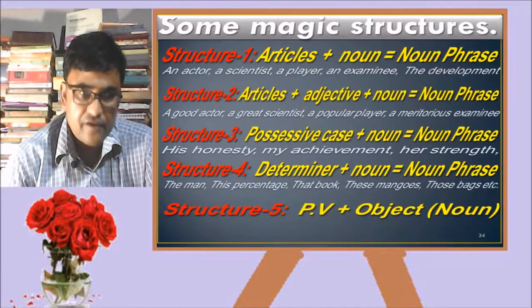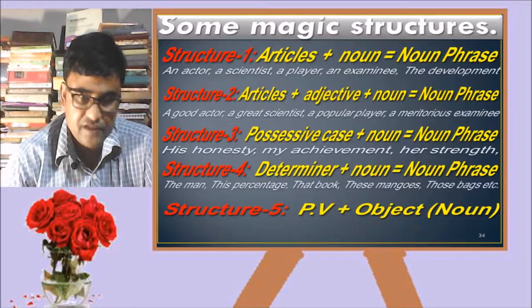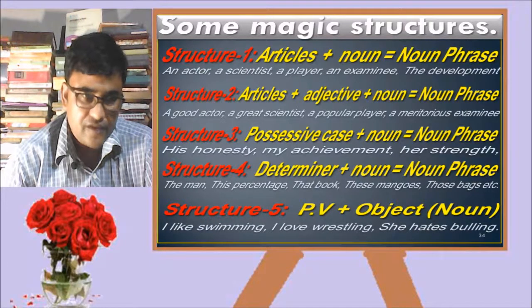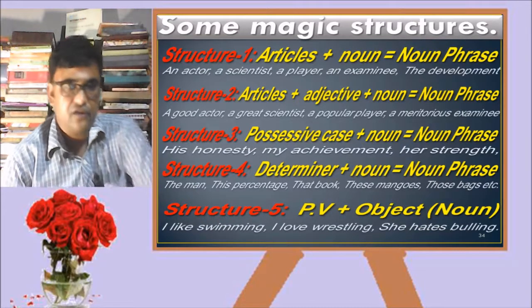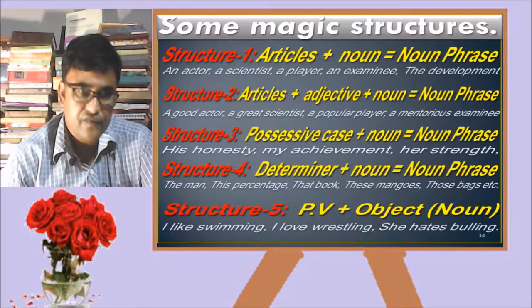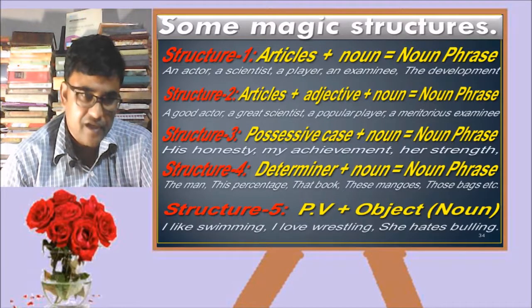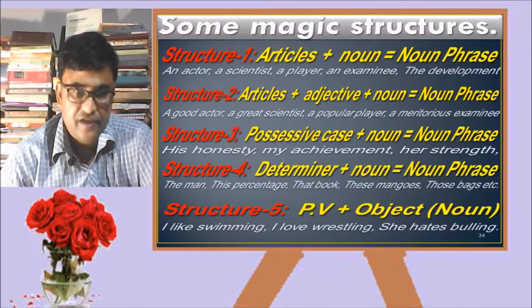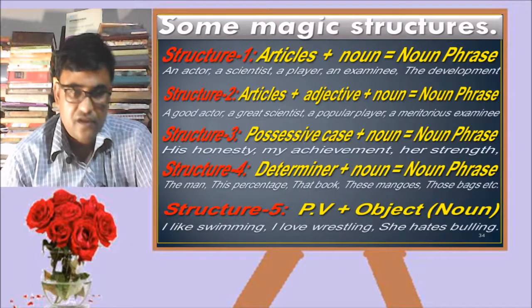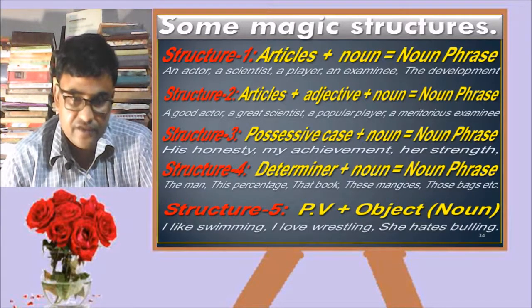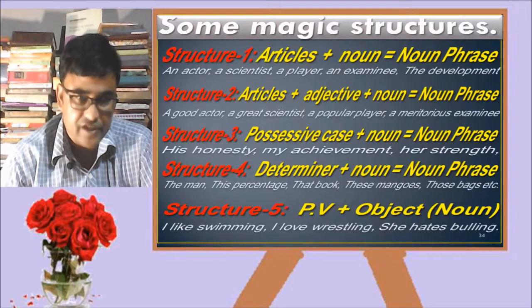Structure 5. Principal verb plus object, that is noun. For example, I like swimming. Look, here swimming is an object and it is also a noun. So here I can say it is a gerund. Okay. I love wrestling. Wrestling is a noun here. She hates bullying. Look at, bullying is a noun and also an object here. Do you understand?